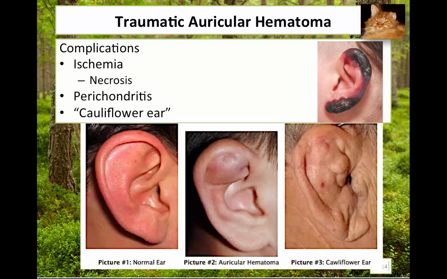Complications include necrosis, which you'll see there on the right, due to ischemia, perichondritis, which is an inflammation of the perichondrium, and something commonly known as cauliflower ear, which you can see in picture 3 to the right.